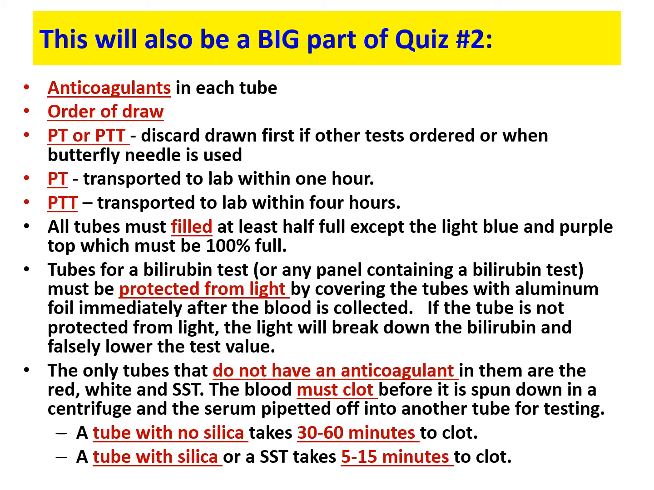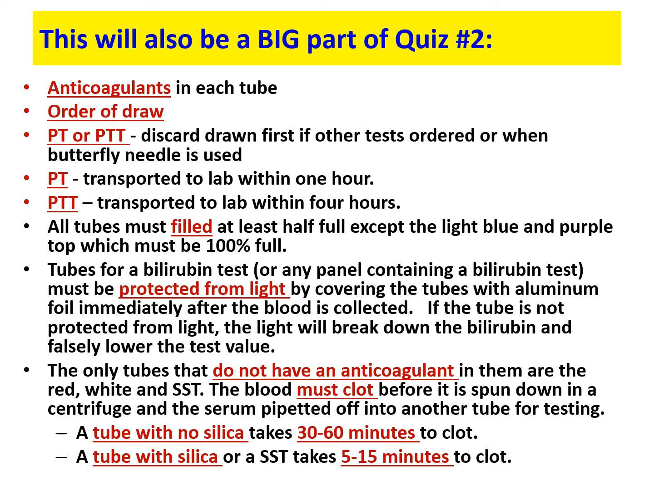You need to understand that the PT must be transported to the lab within 1 hour and the PTT within 4 hours. You must understand that all tubes must be filled at least half full except the light blue top and the purple top tube, which must be 100% full. Tubes for tests like bilirubin or any panel containing a bilirubin test must be protected from light by either covering the tubes with aluminum foil immediately after the blood is collected or placing it in some type of bag that is amber color or collecting it in an amber colored container.